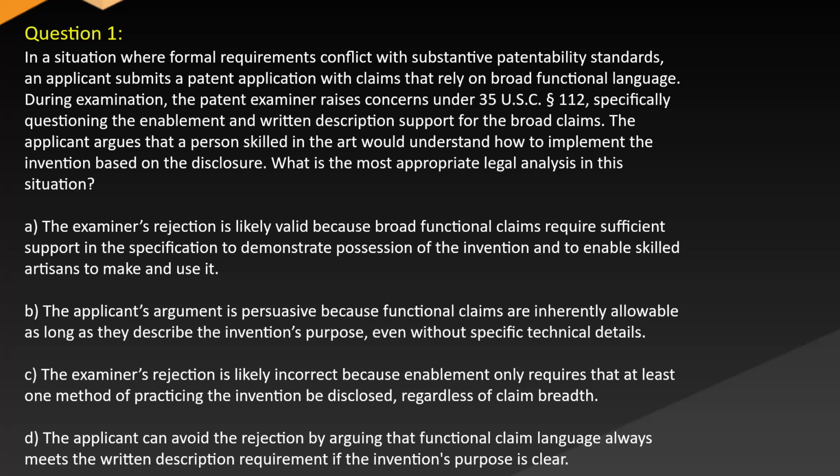C. The examiner's rejection is likely incorrect because enablement only requires that at least one method of practicing the invention be disclosed, regardless of claim breadth. D. The applicant can avoid the rejection by arguing that functional claim language always meets the written description requirement if the invention's purpose is clear.